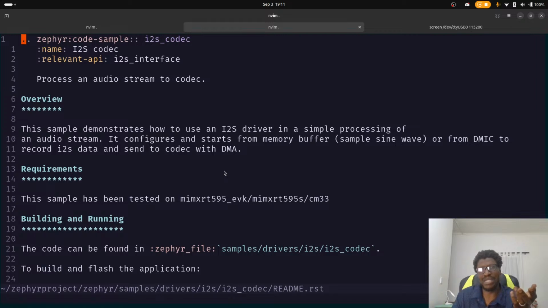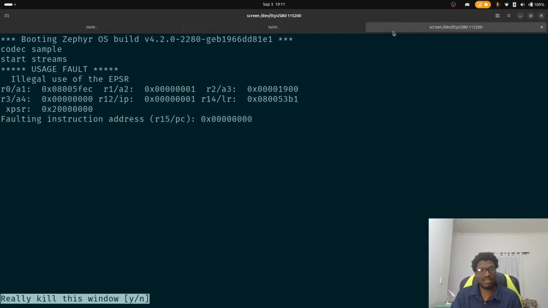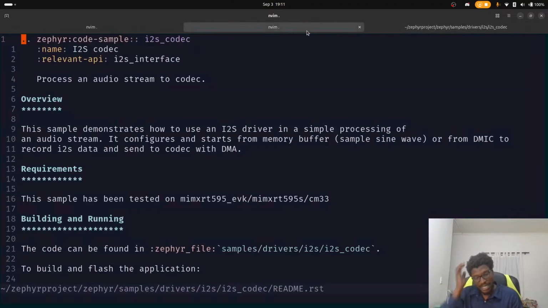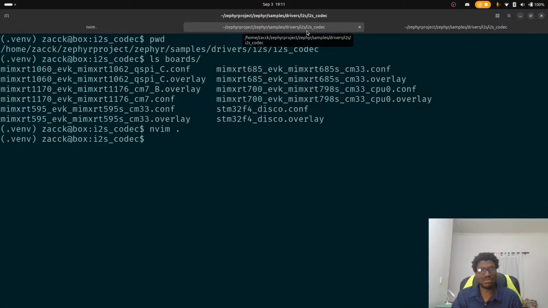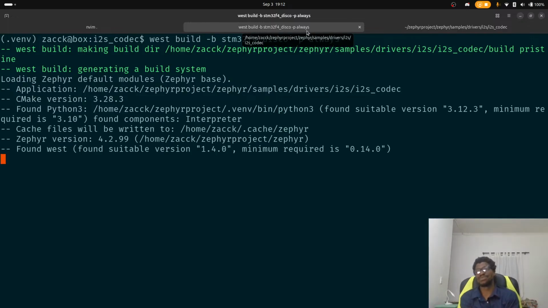So let's quickly build out this code and try it out, and then see what happens. Okay, cool. So this is what happens, but I'll do a Control AK, yes, and then I'll let that be there, and then I'll come back. Oh, yeah, cool. So let's build up this code and see what happens. So it's west build -b STM32F4 Disco. Let's do a fresh build, as always.